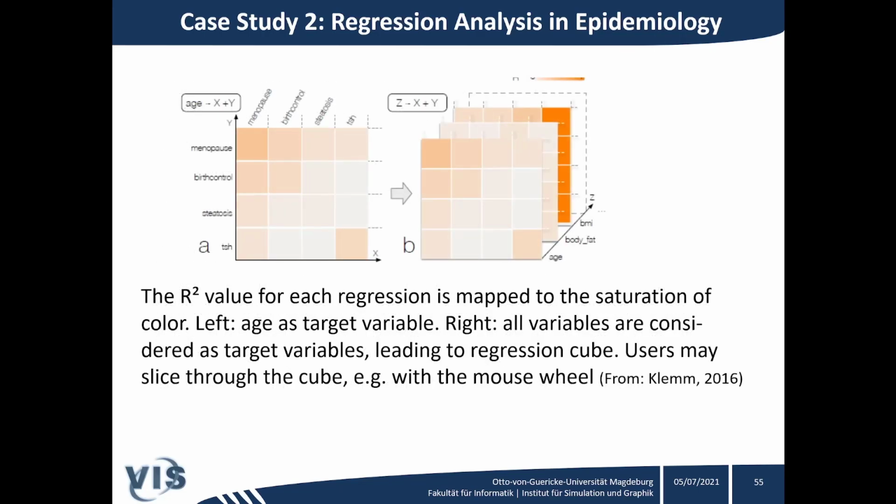To visualize the R-squared values, a color-coded matrix representation can be used. So the R-squared value for each regression is mapped to the saturation of color. In the left image, age is the target variable, and on the right side, all variables are considered as target variables, leading to this regression cube. The users may slice through the cube, for example with the mouse wheel, to get an overview of important features.